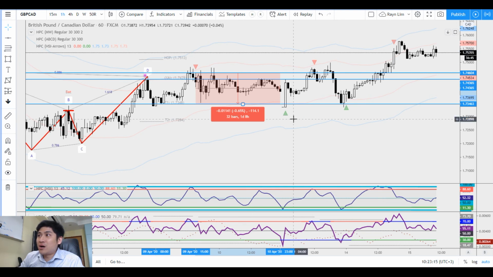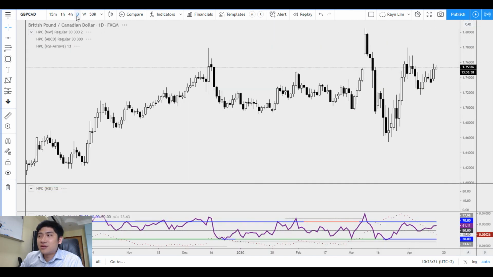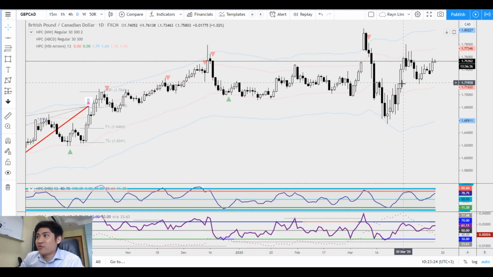Alright, so wow, why are you shorting pound cat at 1.71 and you're still in the trade? You short from here and you're still in the trade. Why is that so?